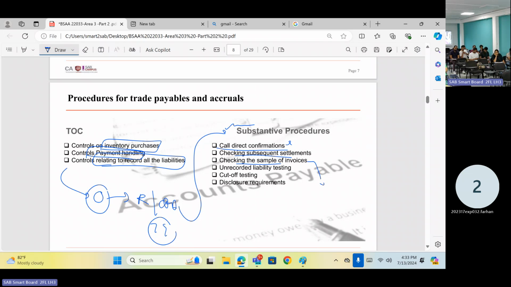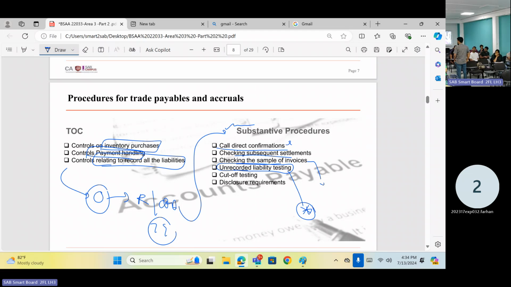And then the unrecorded liability test. The critical step you have to perform. Unrecorded liability test. You can say that URL. Unrecorded liability test. That can be an area to be tested related to this. How are you going to perform an unrecorded liability test?